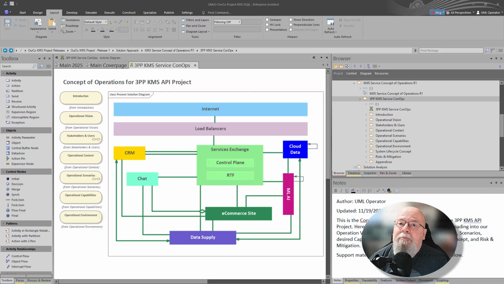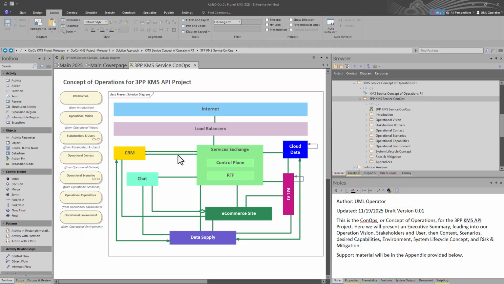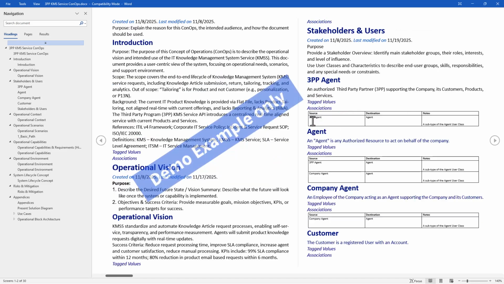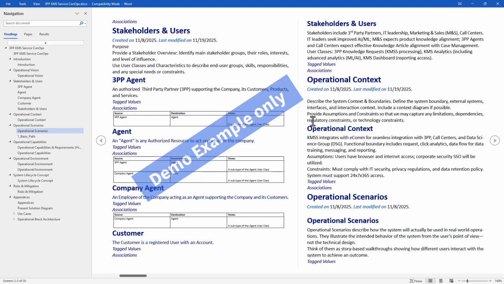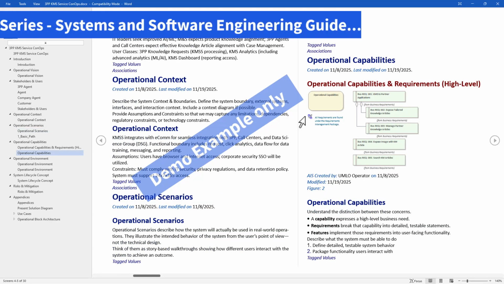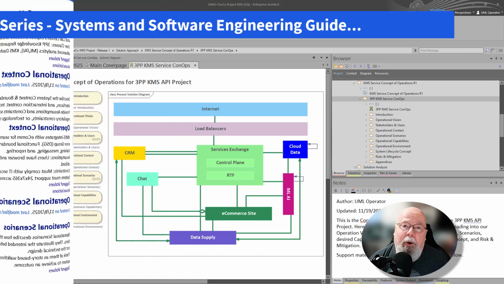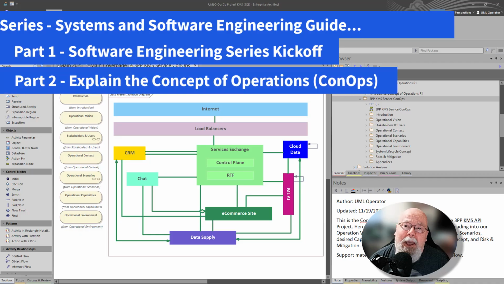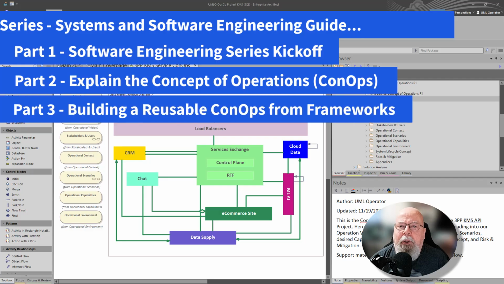However, the ConOps is much more than a solution approach in that it contains much more intelligence about the problem or problems to be solved. In this series, we're going to break this up into multiple parts. Part one is the kickoff, this episode you're in now. Part two is to explain the concept of operations, or ConOps. Part three will be building a reusable ConOps from frameworks such as TOGAF, the Open Group Architecture Framework.